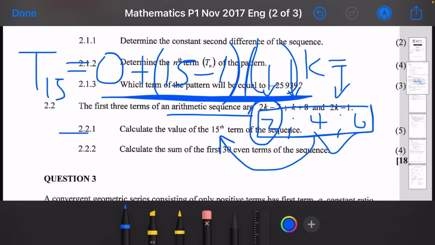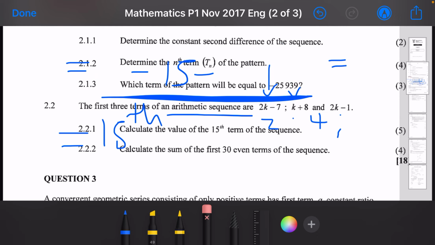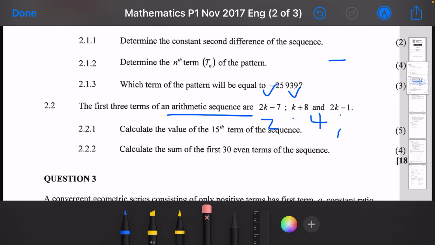In that way you are able to start with the questions if you understand that part, because it might ask you to calculate the value of k. So let's see the first question: calculate the value of the 15th term of the sequence. What an interesting, tricky question. In this case, they do not want you to calculate the value of k, but the value of the 15th term. The value is a number.